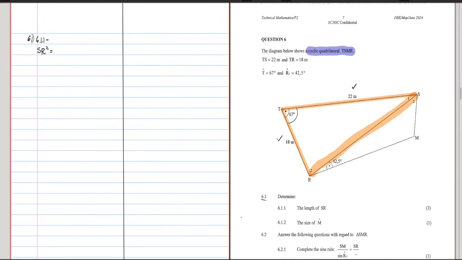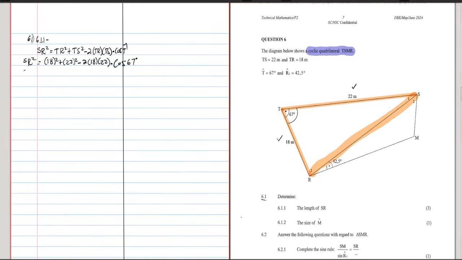So SR squared is equal to TR squared plus TS squared minus 2 TR multiplied by TS multiplied by cos of angle T. Therefore SR squared is going to be equal to TR, that is 18 squared, plus TS, that is 22 squared, minus 2 times TR, that's 18, I'm just substituting, and TS, that is 22, multiplied by cos of 67 degrees.